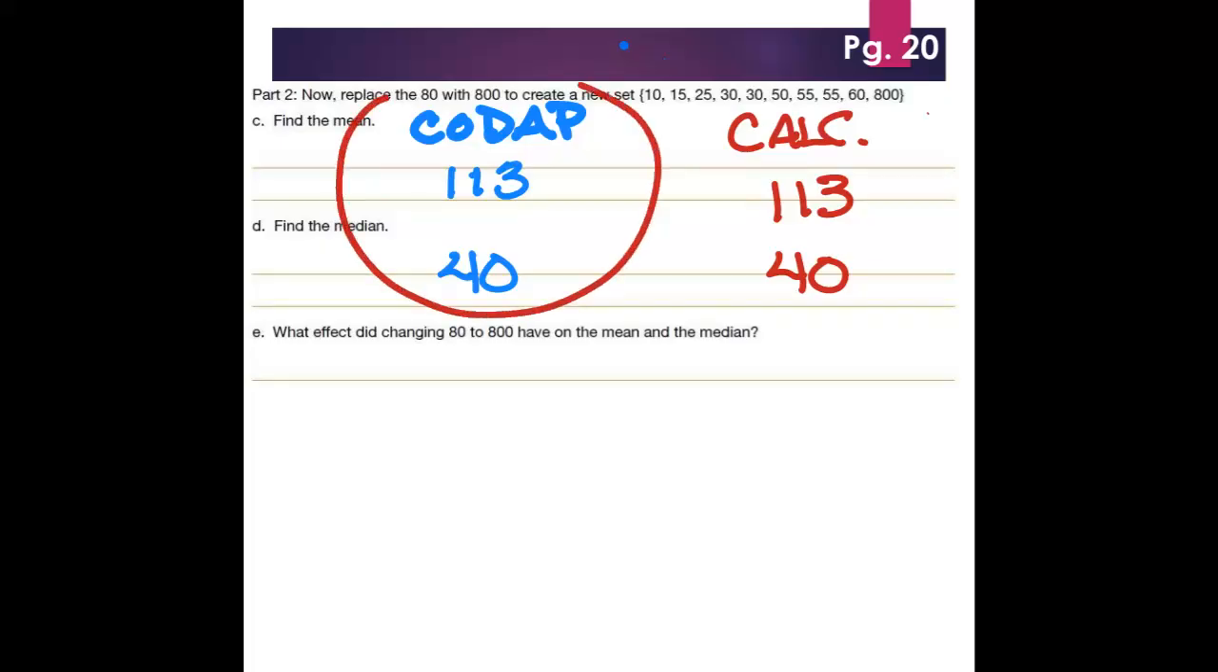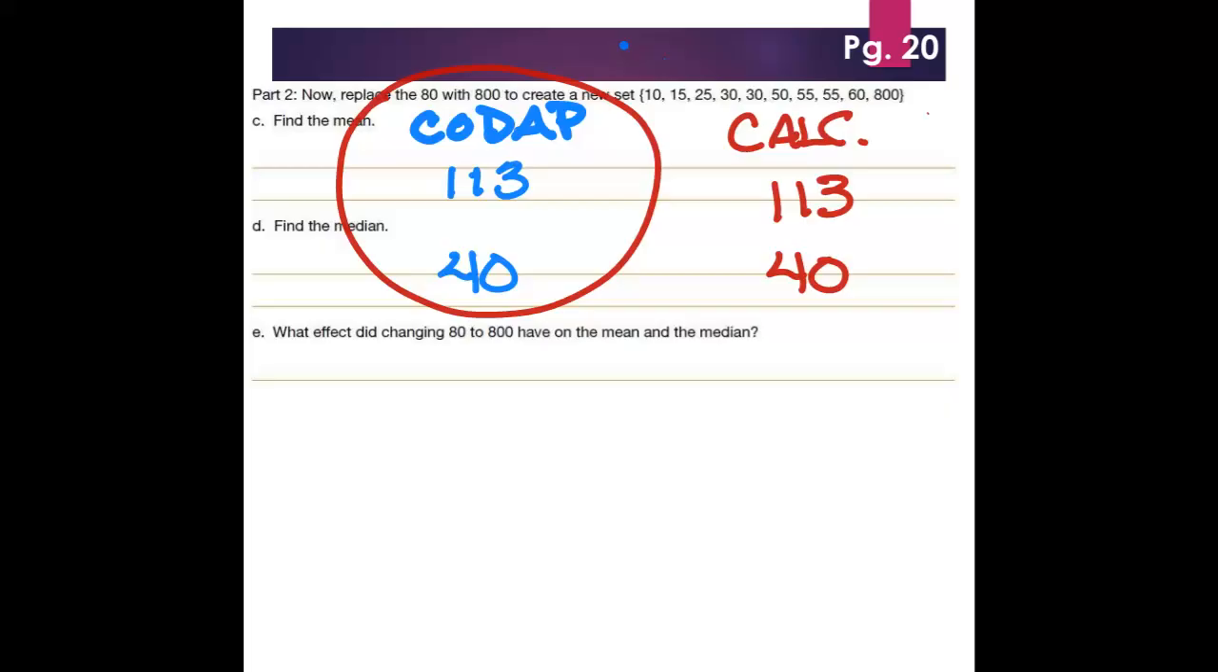CodeApp, if all you have to do is change one number, it makes it a lot easier, and you don't have to calculate a lot of different things, okay? You will still get the same answer, and you'll be able to show it a lot nicer.